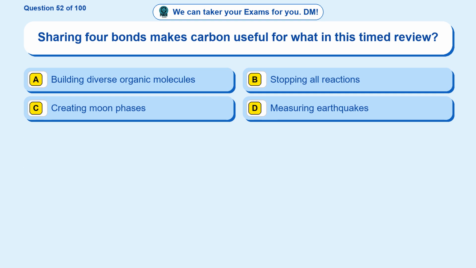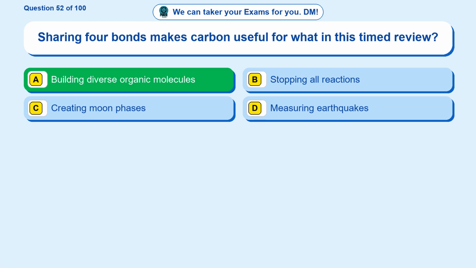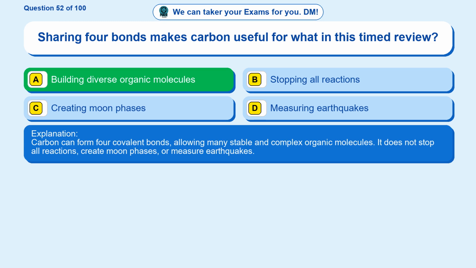Question 52. Sharing 4 bonds makes carbon useful for what in this timed review? Option A building diverse organic molecules. Option B stopping all reactions. Option C creating moon phases. Option D measuring earthquakes. The correct answer is option A. Building diverse organic molecules. Carbon can form 4 covalent bonds, allowing many stable and complex organic molecules. It does not stop all reactions, create moon phases, or measure earthquakes.